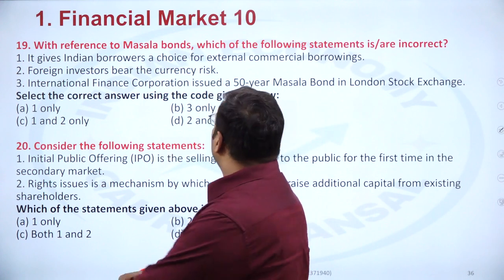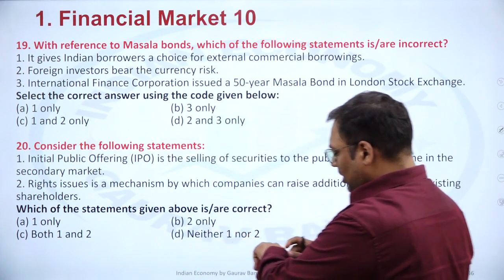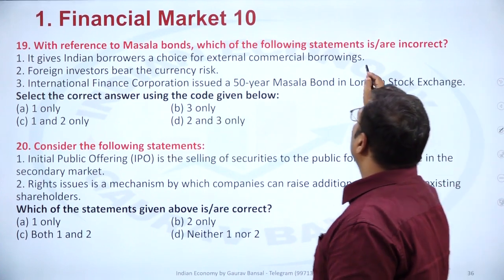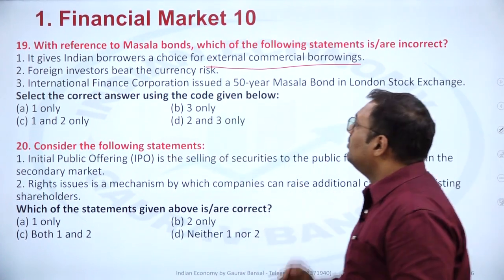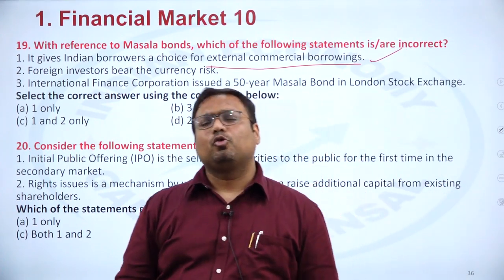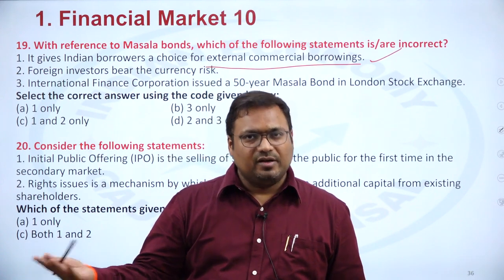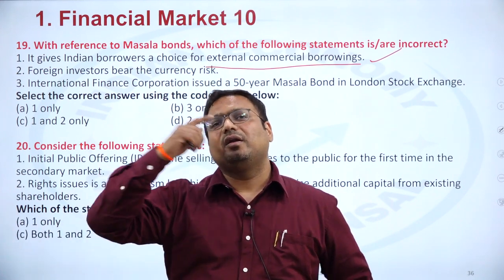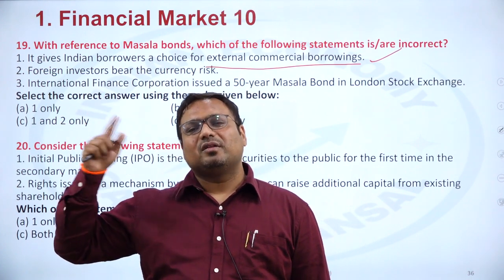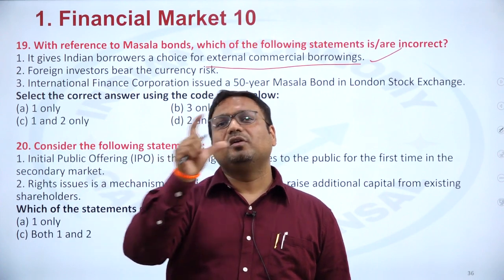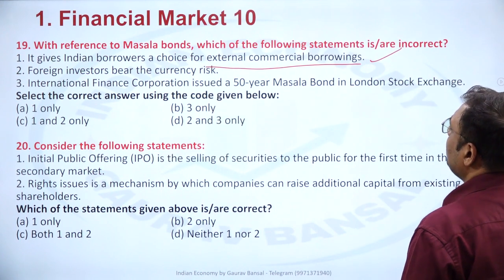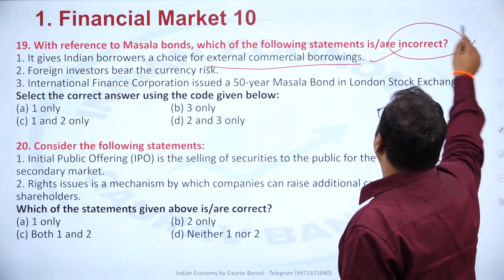19th, with reference to the Masala bond, which of the following statements is or are incorrect? It gives Indian borrowers a choice of external commercial borrowings. That is correct. Masala bonds are bonds issued by Indian companies, Indian PSUs or the Indian government in international markets. But the payment that we have to make, the loan that we are taking, is in rupee terms, not in foreign currency terms. So we have to identify the incorrect ones here.